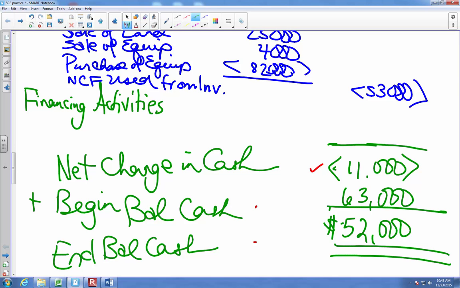The moment you figure out what happened, you should know what to do with it, and then you should see if your statement of cash flows balances. And I'll give you a hint, if you figured out what happened, it should look a lot like number 3 in the additional information.